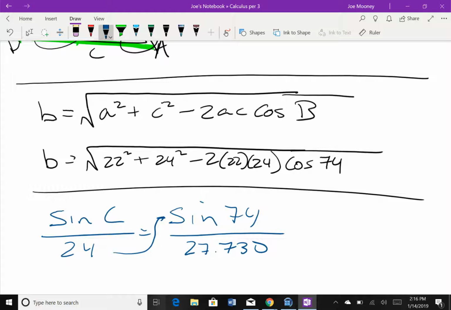So really pretty simple. The only problem is, people say, oh, I'm doing law of cosines. They might do inverse cosine. Or the other thing people do is they put the sine of 74 under there. Just keep it straight and you'll be fine.